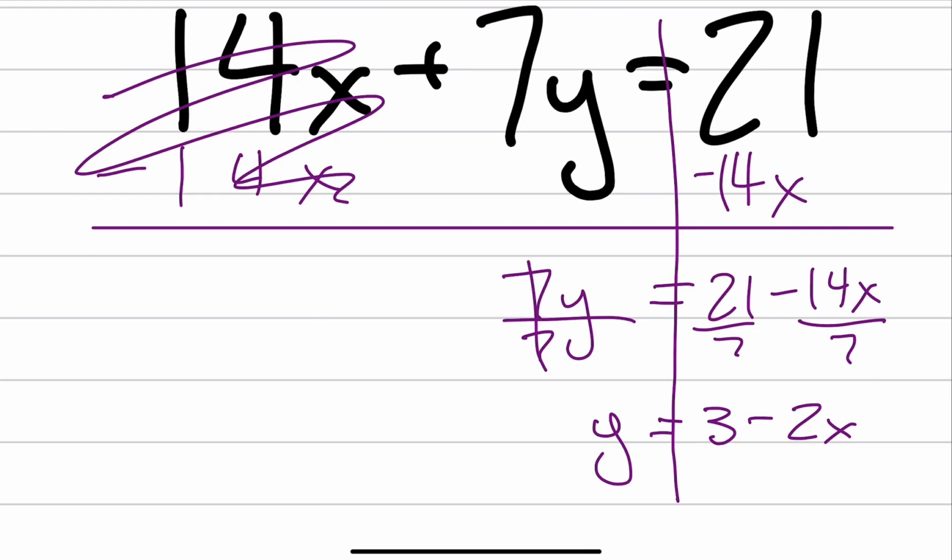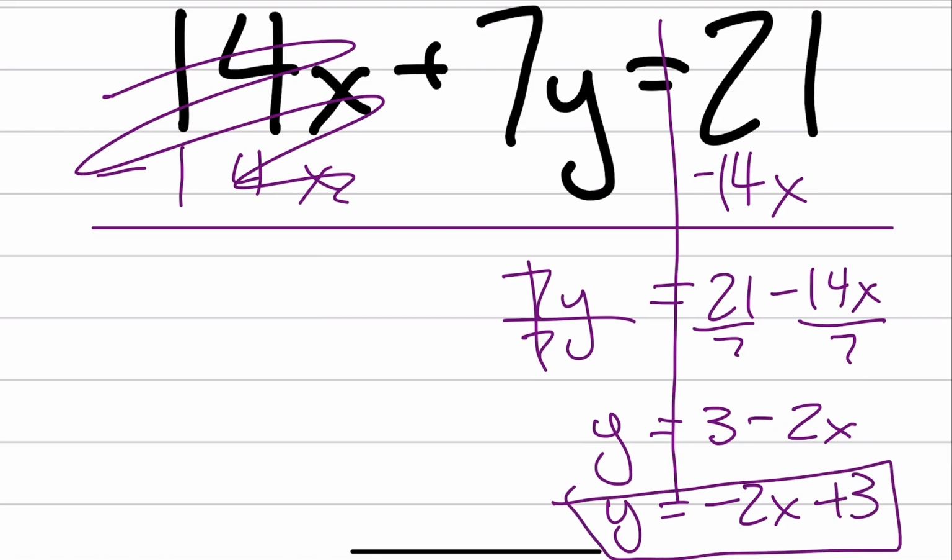All right, last thing is to switch these two so that we're in our slope-intercept form. Remember, your x term always comes first there. So we have y equals a negative 2x because of that minus sign, and then we have a positive 3, so we're going to say plus 3. And that will be our answer.